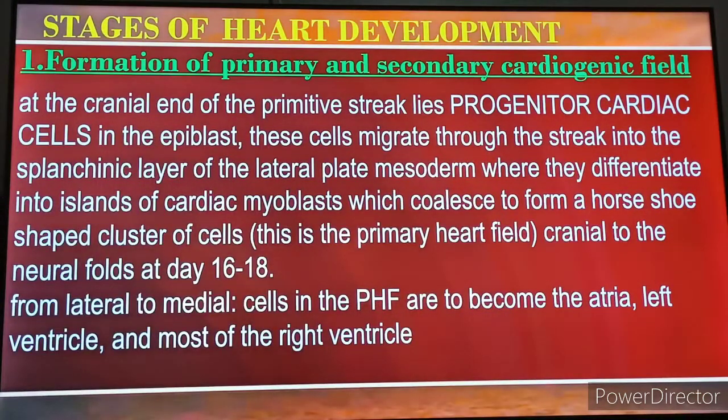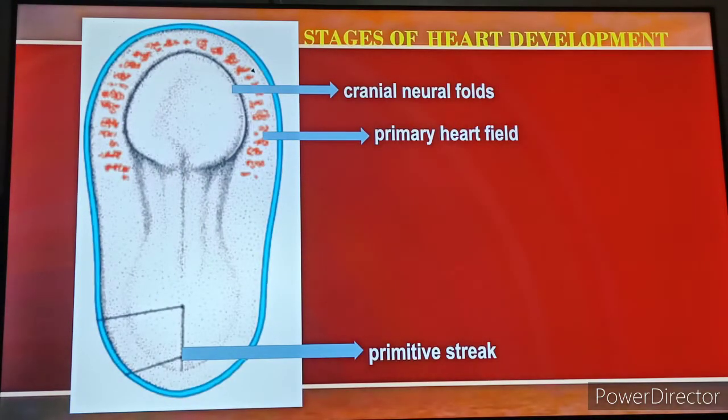Now, let us begin with number 1, the formation of the primary and secondary cardiogenic fields, and this is the process. At the end of the primitive streak lie our progenitor cardiac cells. In the epiblast, the cells migrate through the streak into the splanchnic layer of the lateral plate mesoderm, where they differentiate into islands of cardiac myoblasts. This diagram can show you. We have these at the cranial end of the primitive streak, and along that pathway is where we have the migration of the progenitor cardiac cells.